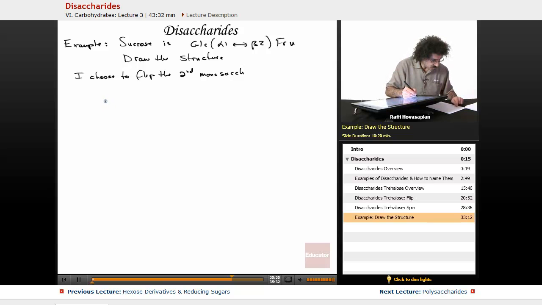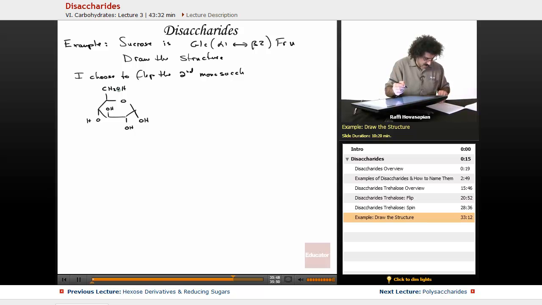Okay, so let's go ahead and draw out our alpha glucose. So that's going to be like this. Alpha, which means the hydroxy is down here. And this is there, and this is there, and this is CH2OH. Okay, now flip the beta.